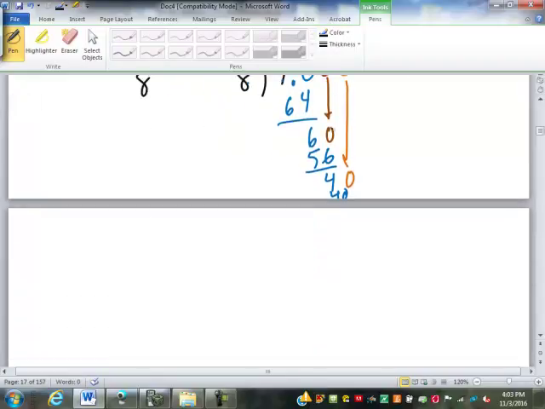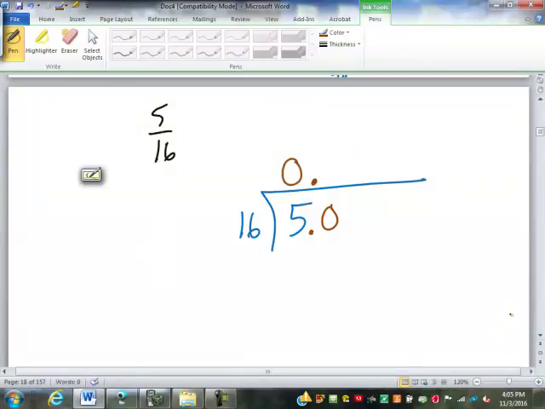In your notes, why don't you try to divide out 5/16, put it in a decimal. So we start out, 16 does not go into 5, so we put in the decimal point and bring it up, and we add our first 0. 16 goes into 50, 3 times. 3 times 16 is 48. Subtract to get 2. Add another 0. Bring it down.